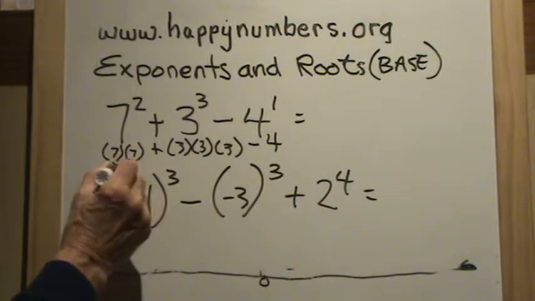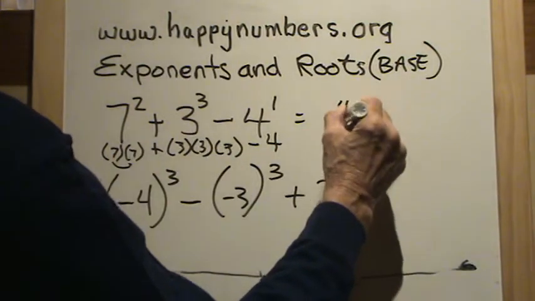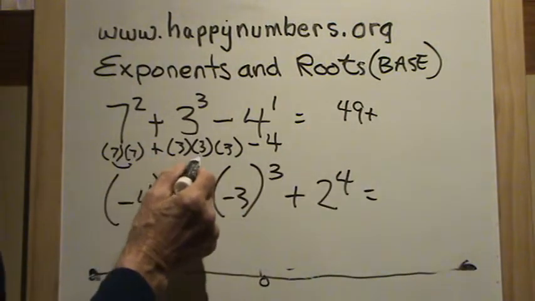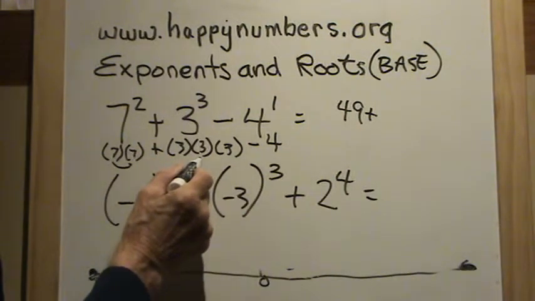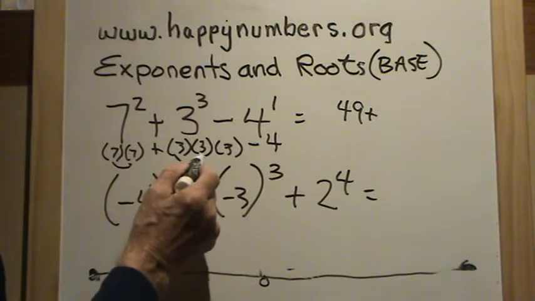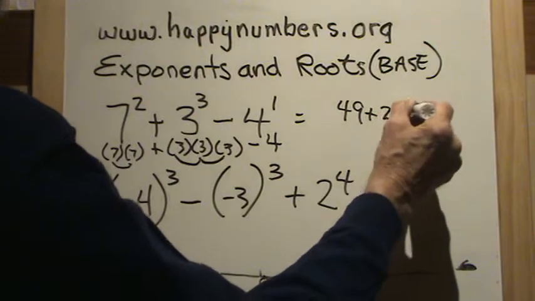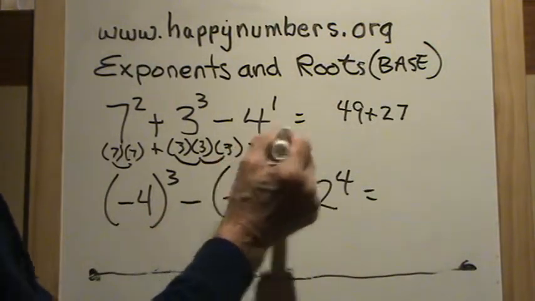7 times 7 is 49, plus 3 times 3 is 9, 9 times 3 is 27, minus 4.